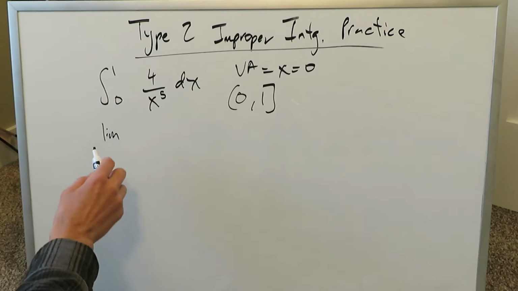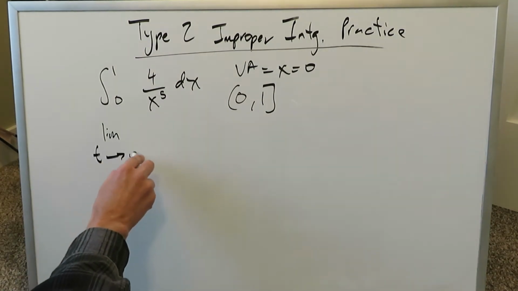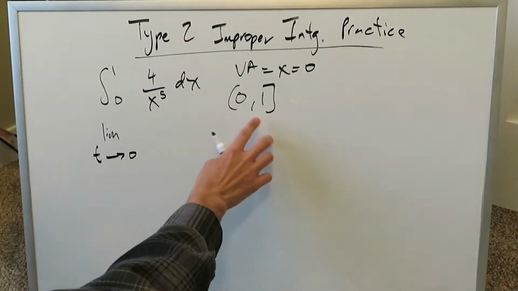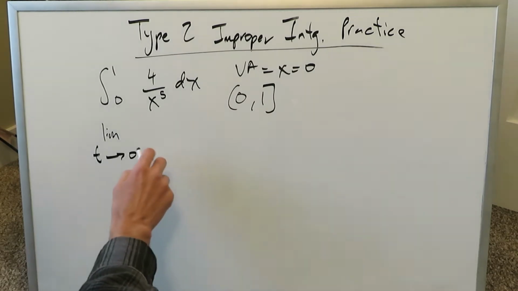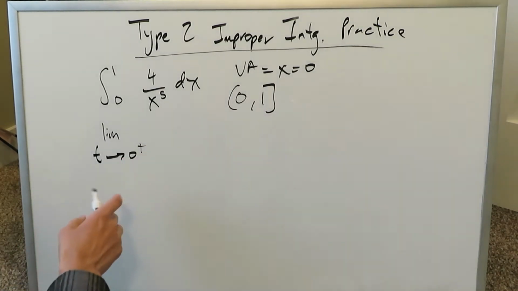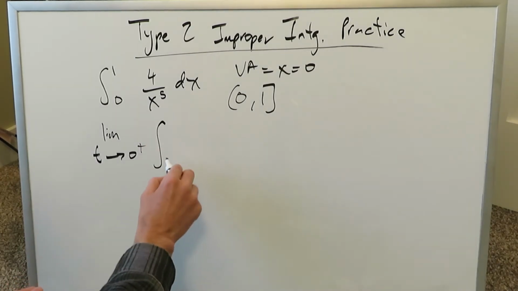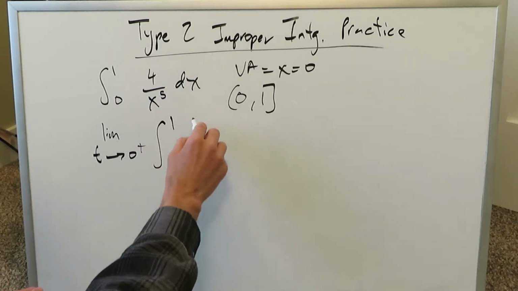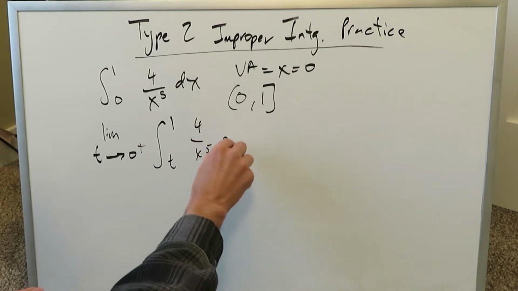Our limit would be established as the limit as t approaches this 0. Because we're looking here from 0 to 1, we would be approaching 0 from the right. We wouldn't approach it from the left because we're not even looking at any values below 0. You would have something which would look like the integral from t to 1 of 4 over x to the power of 5 dx.